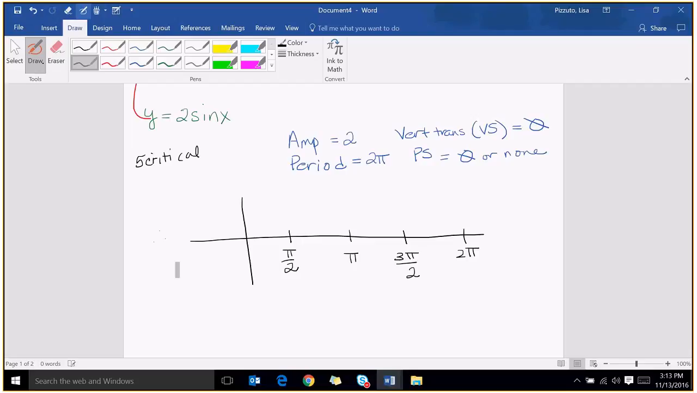Now, this one has no vertical shift or phase shift. The only thing that's changing is the amplitude. So normally your amplitude would be at 1, but since the amplitude's at 2, then you have to go all the way down to -2.